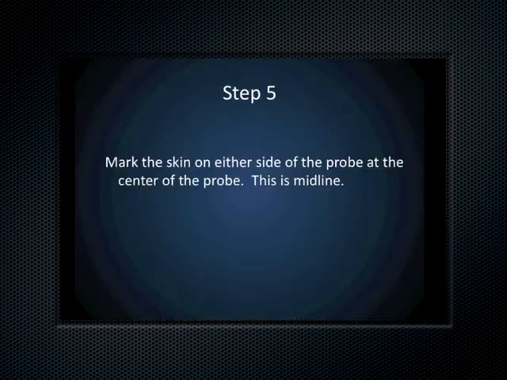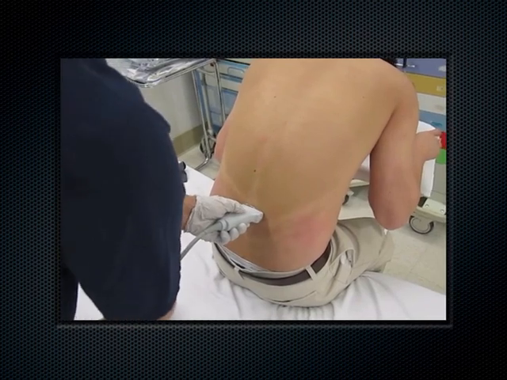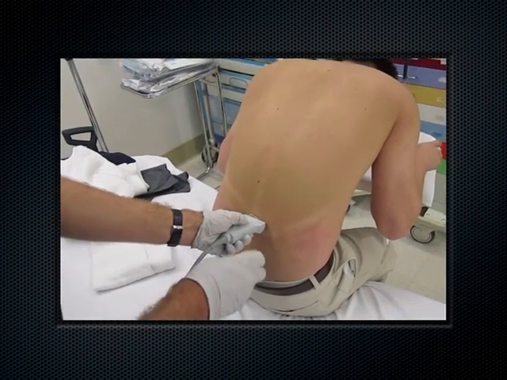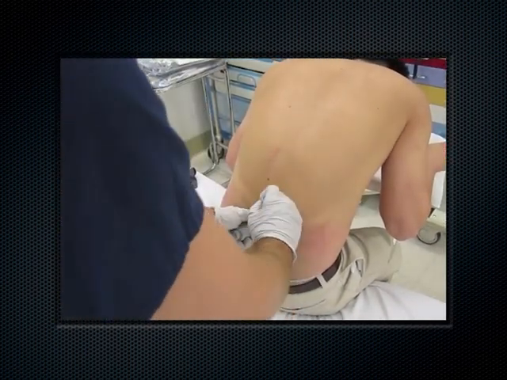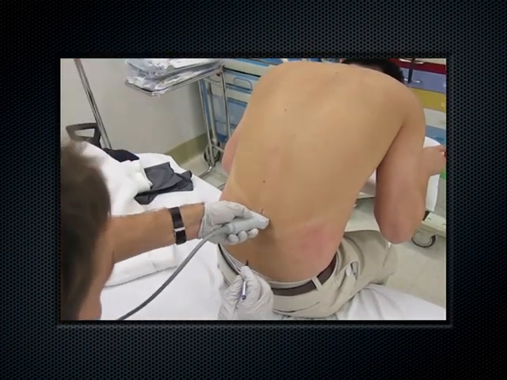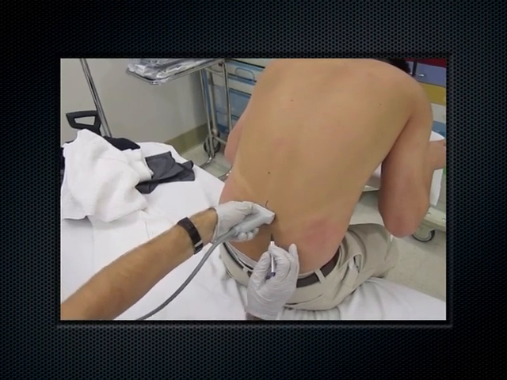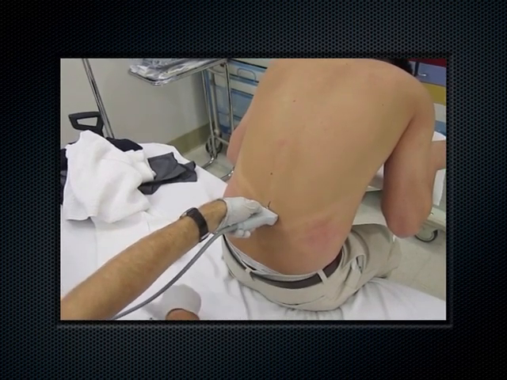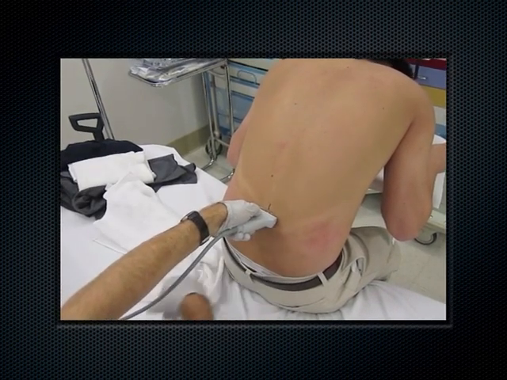Once you have found the spinous process and centered it in the middle of the ultrasound screen, then you are going to make 2 skin marks on the patient's back. You are going to place these marks right in the middle of the probe on either side. When the probe is removed from the patient's back, these 2 marks tell you where midline is.